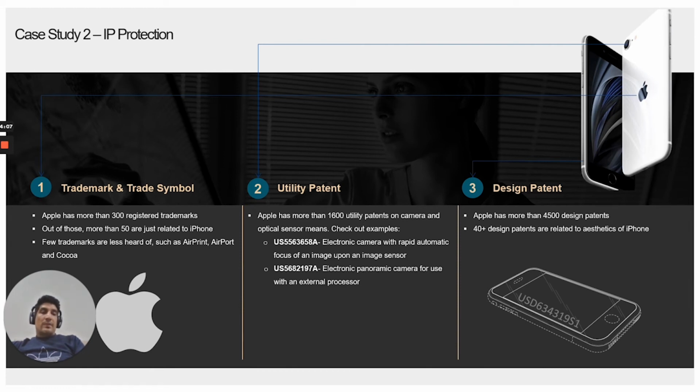They have more than 4,500 patents. 40 plus design patents are related to the aesthetics of the iPhone only. That's where they worked a lot. These aesthetics have indirect value, such as being easily held in the hands. There are so many things that you have to look into. So IP protection is a strategy. It's not only about hiring an attorney. It's about getting the best partner who can understand your business case, who can devise a strategy, who can file patent applications for you. There's a lot to do on IP protection. So I would request everyone not to underestimate this aspect.